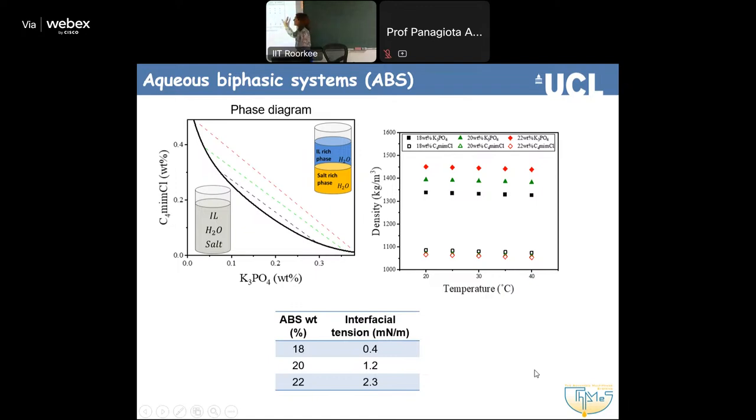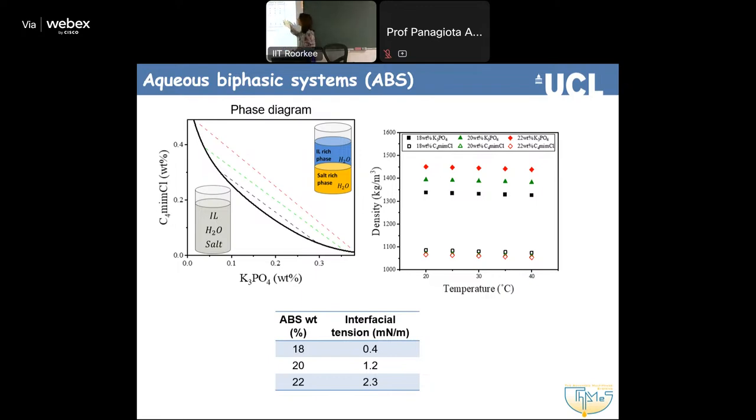So just as an example, this is from something we have done, but this is usually what happens. We have the salt, this is the salt we used, potassium phosphate, and this is the ionic liquid you used. This is an imidazolium-based ionic liquid. The amounts we add are quite small in the water. And what we see is that when we are below a certain concentration fraction, we just have one phase. And when this concentration increases, we get these two phases.